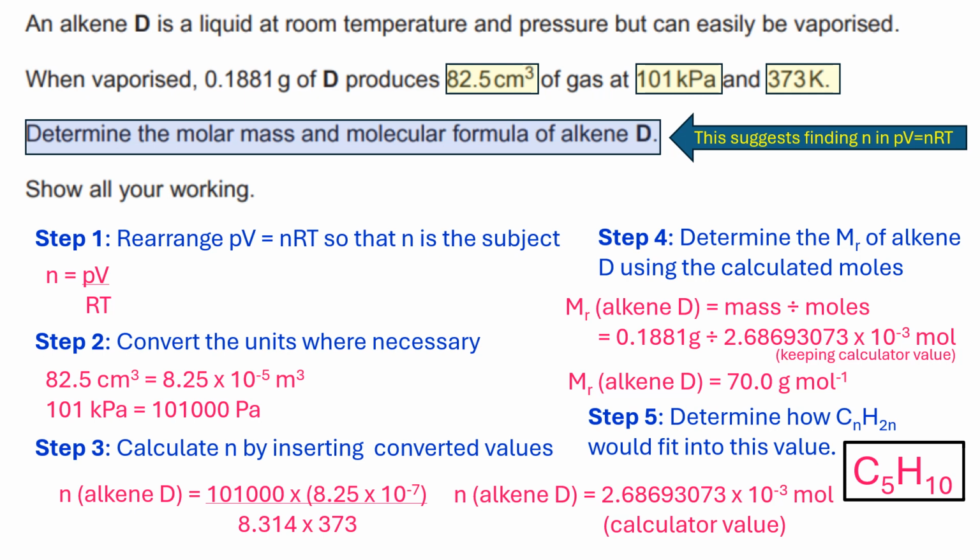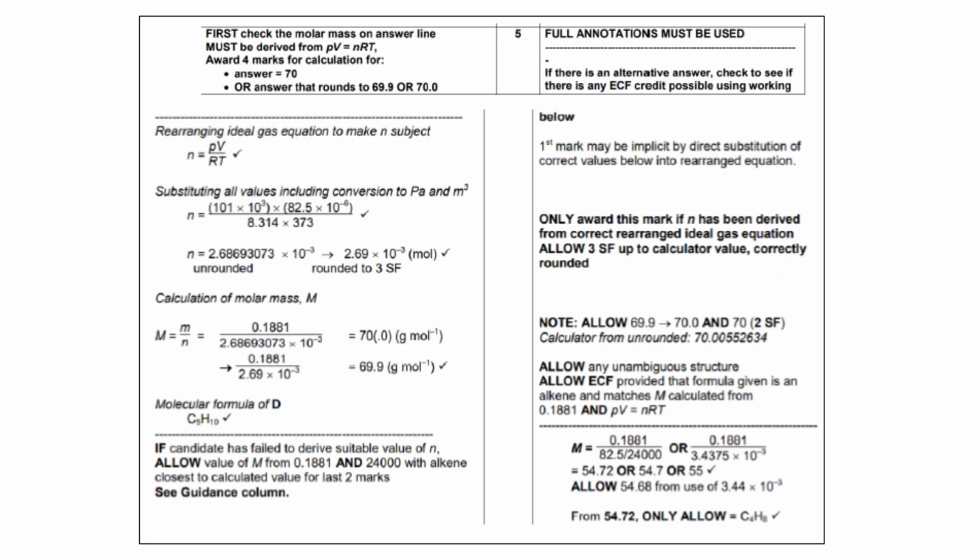Okay, I hope this has been useful. Let's have a quick look at the mark scheme to double check, and you can see that 1 mark is for the actual C5H10, and the rest of the marks are for getting 70 grams per mole.